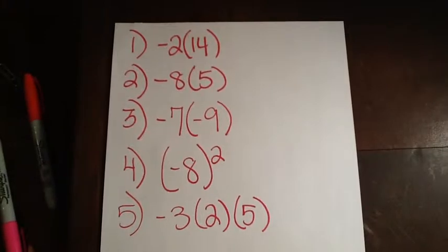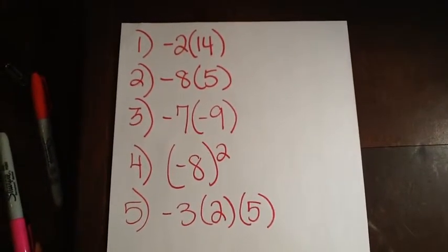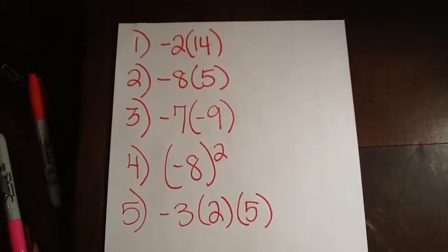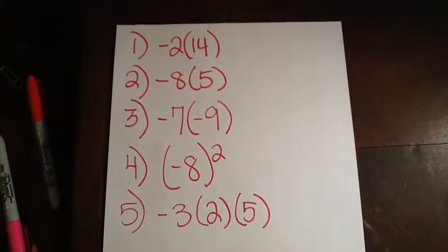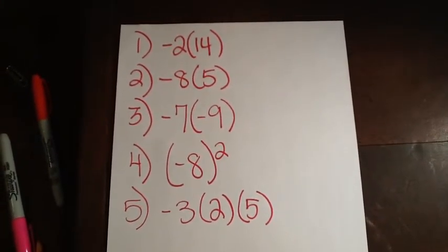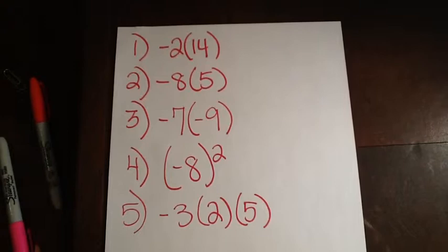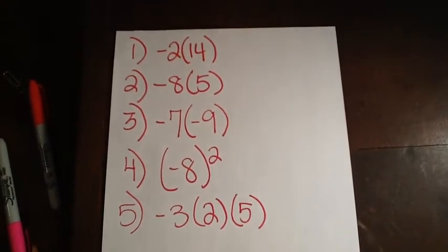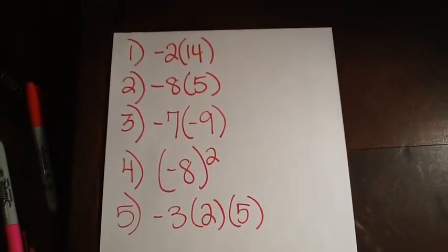We have negative 2 times 14. Number 2, we have negative 8 times 5. Number 3, we have negative 7 times negative 9. Number 4, we have negative 8 squared. And number 5, we have negative 3 times 2 times 5.